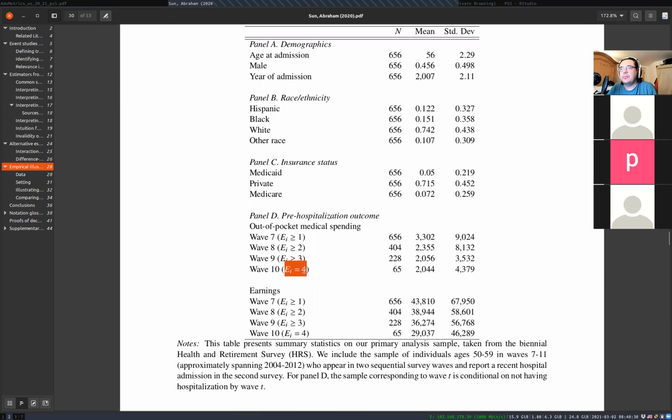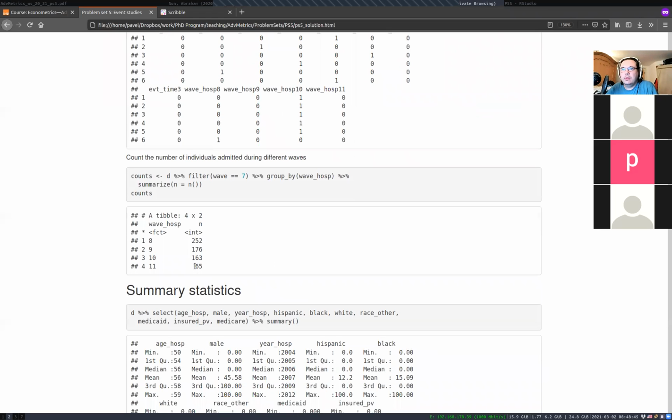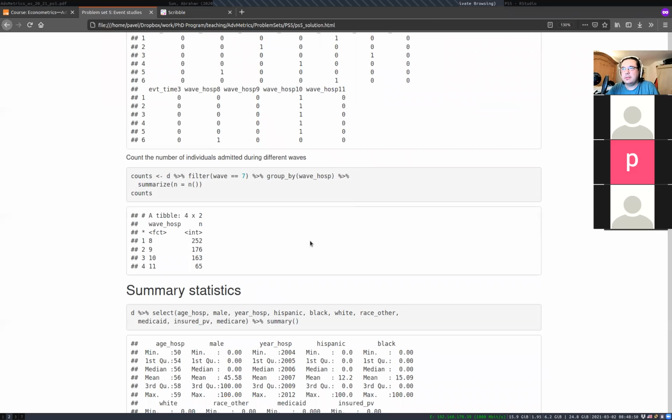For example, let's start with the 4th cohort. This is our wave of hospitalization 11. We have 65 individuals, and in the 3rd and 4th cohorts combined, 228. And again, if we sum up 163 and 65, we have 228, and so on. So we have the same numbers of observations in each cohort as in the paper.